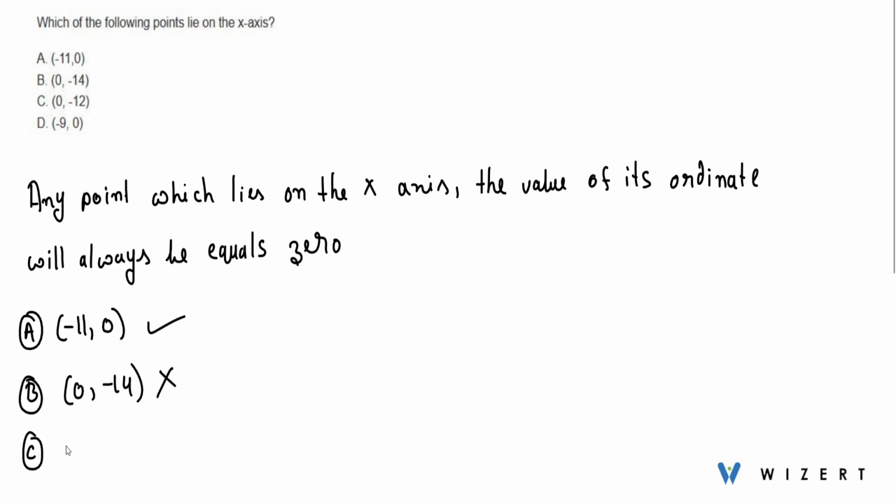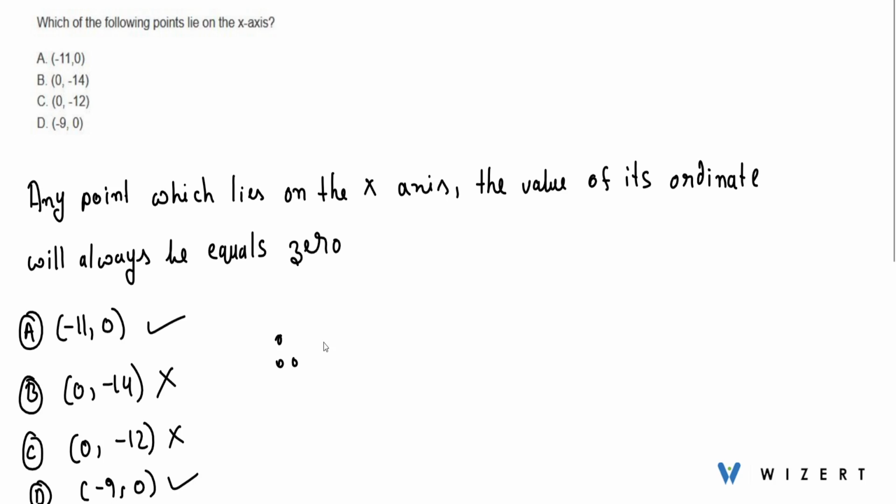Let's check for point number C. Again, in this case the value of ordinate is minus of 12, so this will not lie on the x-axis. And finally for point number D, which is minus of 9 comma 0, so this will lie on the x-axis because ordinate's value is 0.